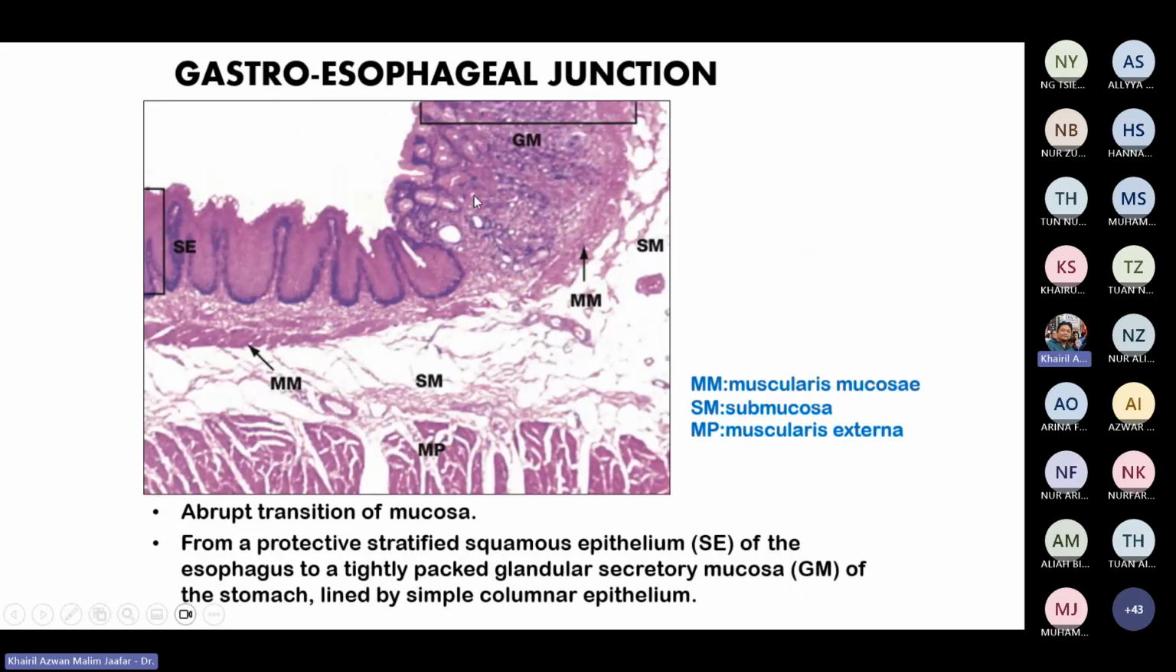At the gastroesophageal junction, there's an abrupt transition from the stratified squamous epithelium. In the esophagus, the epithelium is mainly stratified squamous; just the muscle composition differs between the upper third, middle third, and lower third, but the epithelium is the same. At the gastroesophageal junction, there's an abrupt change from the stratified squamous epithelium to the gastric mucosa. You can see the one at the left part is the stratified squamous epithelium, and the one going upwards is the gastric mucosa.